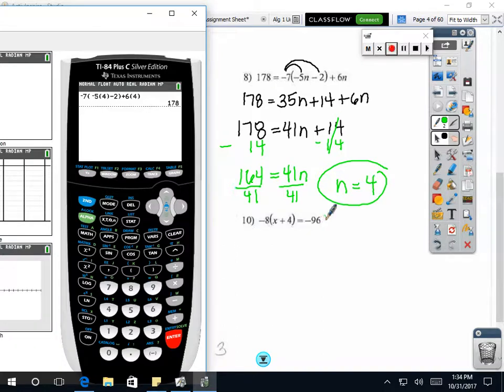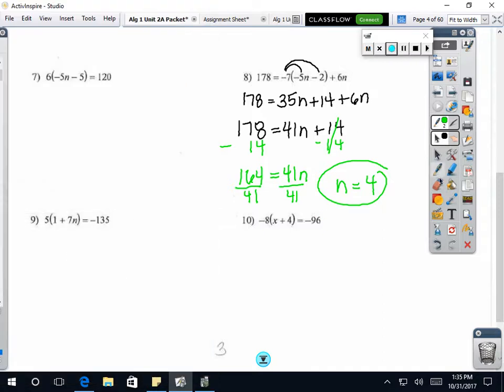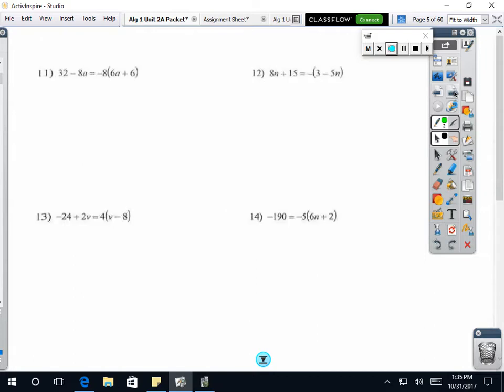Okay, other questions off this page? Okay, any other questions? Okay, let's move on then. We're going to skip page 4. Let's go to page 5.